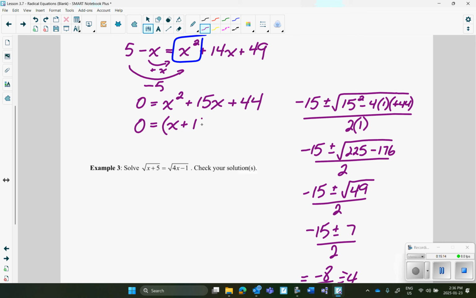x plus 11 times x plus 4 is what it factors to. So, what value of x makes this zero? Negative 11. What value of x makes this zero? Negative 4. Done.